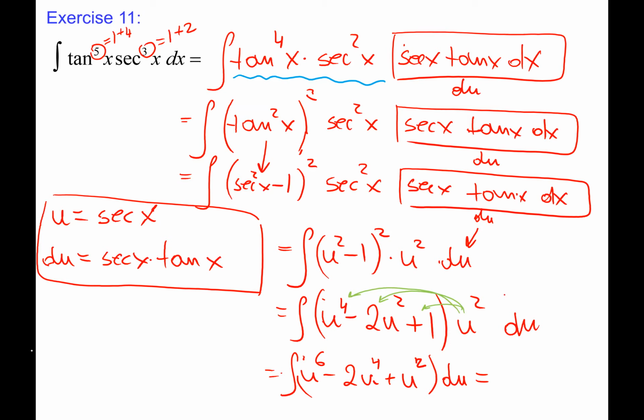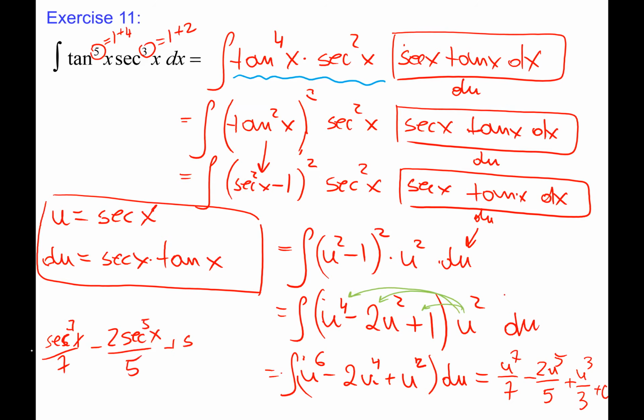And I can integrate, which will be u to the power of 7 over 7, u to the power of 5 over 5, of course I have to keep 2, and u cubed over 3. And instead of u, we should put secant. Secant to the power of 7 over 7, 2 times secant to the power of 5 over 5, and secant cube. Oh, my writing, it's funny, but we do have the final answer.